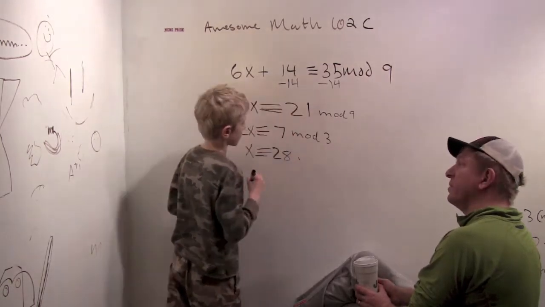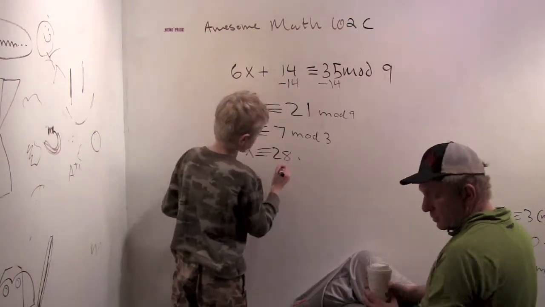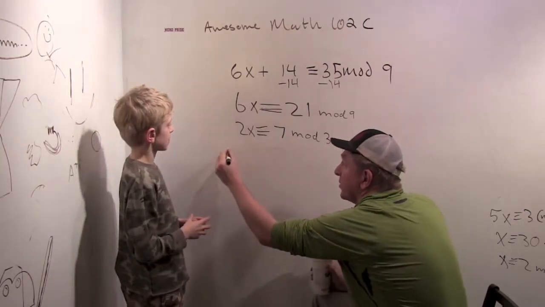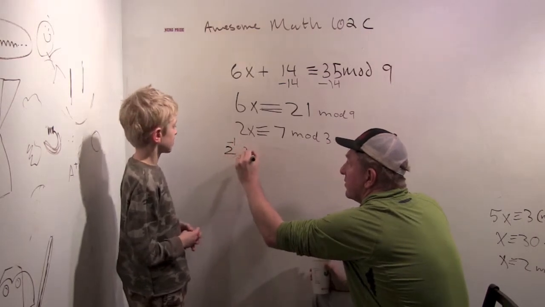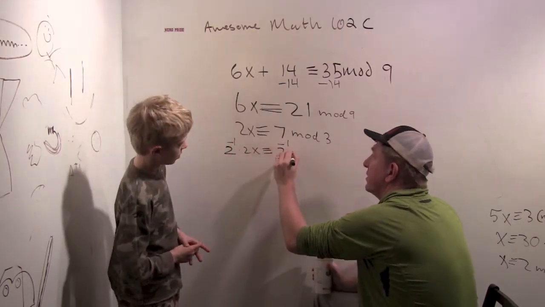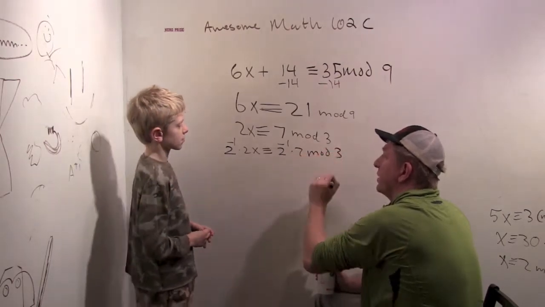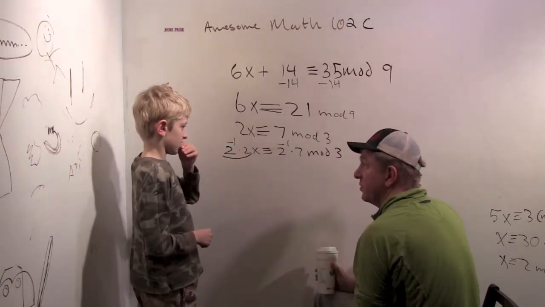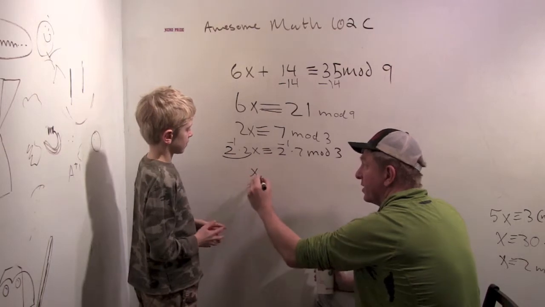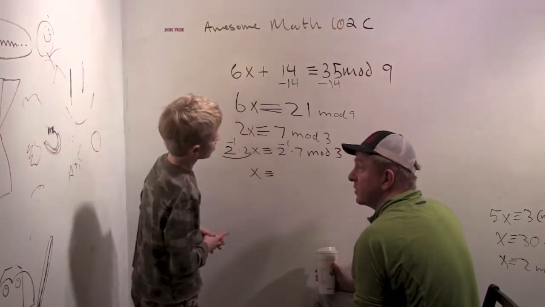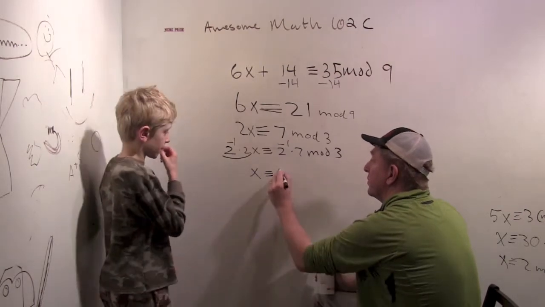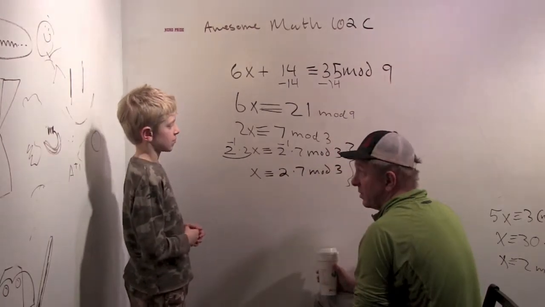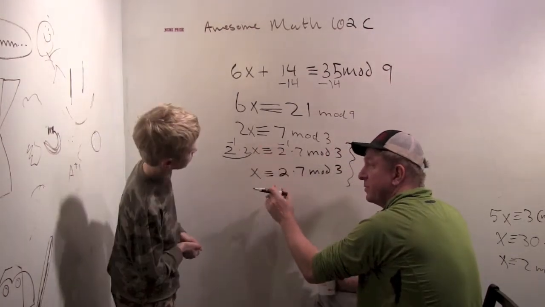28. Why did you multiply by 4? Oh, just 2, so 14. Okay, so I'm going to encourage you to write one extra step here of what you're doing. 2 inverse times 2x is congruent to 2 inverse times 7 mod 3. What's 2 inverse times 2? It would be 1. So 1 times x is congruent to, what is 2 inverse? 2 inverse is itself, 2 times 7 mod 3. I know writing out these extra steps takes a little extra time, but it helps you see what you're doing.